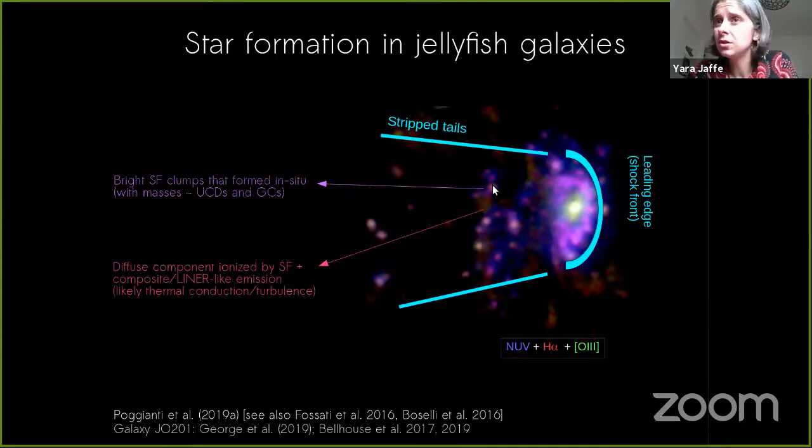Within the stripped tails, we have 2 components. We have knots of star formation. These are bright star-forming clumps that formed in situ from the stripped tails. The masses of these clumps are comparable to ultra-compact dwarf galaxies and to globular clusters, which is interesting to think about: how you can form these kinds of objects outside the main body of the galaxy. In addition to the clumps, we have this diffuse component that is ionized by star formation and also composite LINER-like emission, which is also very interesting. There are papers coming out that talk about this diffuse component in the GASP galaxies.